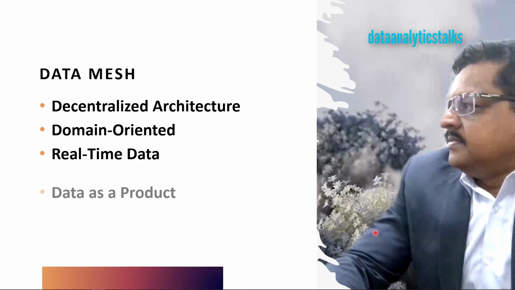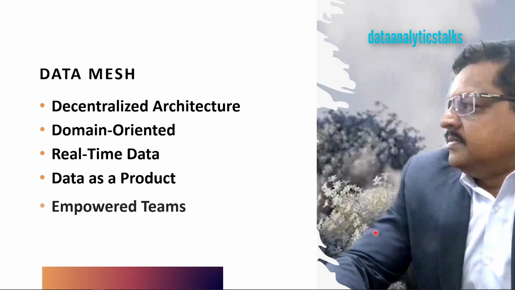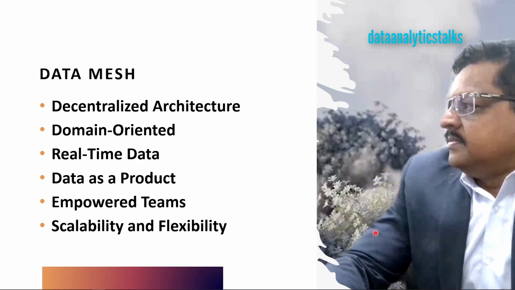Then a very important feature is data as a product. The data is treated as a product with a focus on user needs, discoverability, and usability rather than just as an asset to be stored. Then it empowers the teams. By giving domain teams autonomy over their data, data mesh aims to reduce bottlenecks and improve the speed of innovation. And finally, the scalability and flexibility. The distributed nature of the data mesh allows for better scalability and flexibility as it can grow with the organization's needs without a single point of failure.